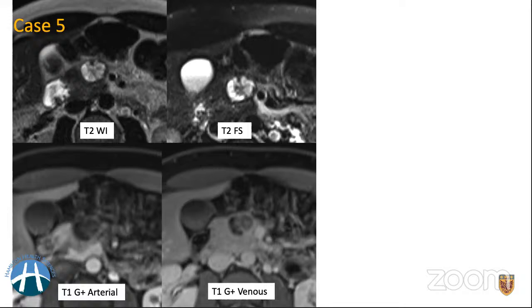We gave a few differentials in this particular case, and something really important to remember is that when you see this clustered cystic or multiple cystic appearance, serous cystadenoma is going to be the first on your differential. And the fibrous septations can show delayed enhancement in serous cystadenomas. That is something which is a hallmark.